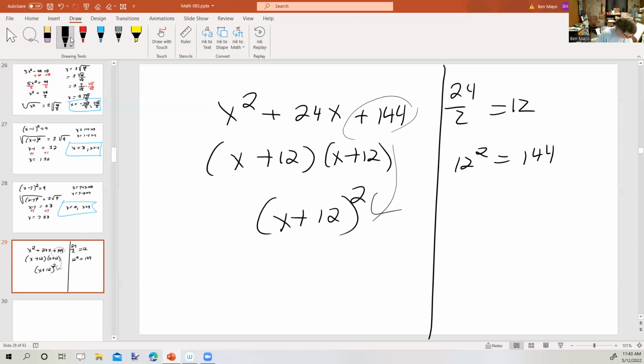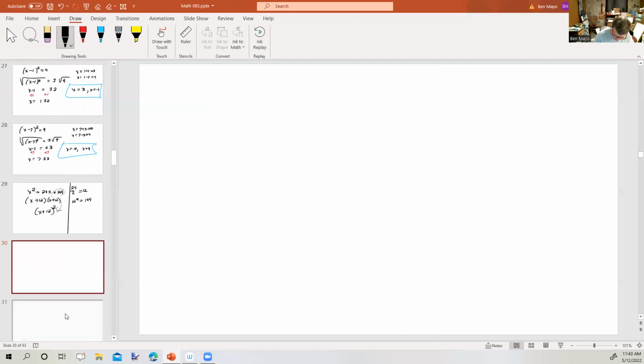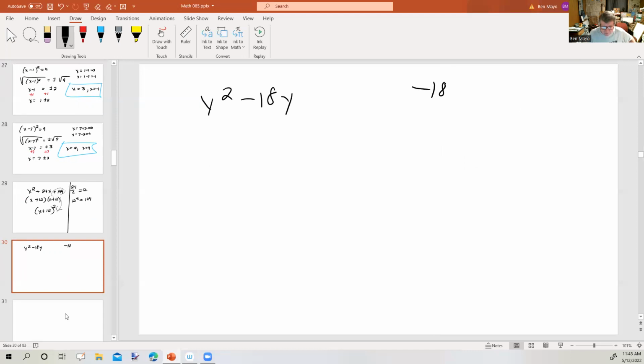Let's do this again. Let's say I've got y squared minus 18y. So I'm going to take the coefficient of y, divide it by 2, and square it, and add that to the end to make it into a perfect square trinomial.